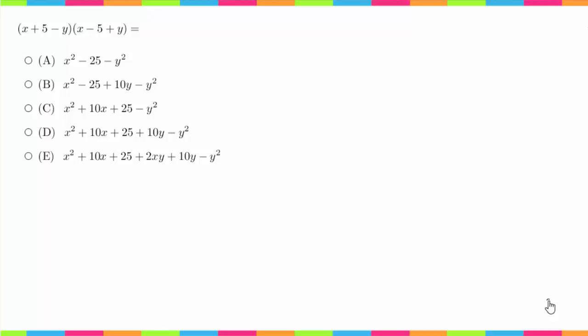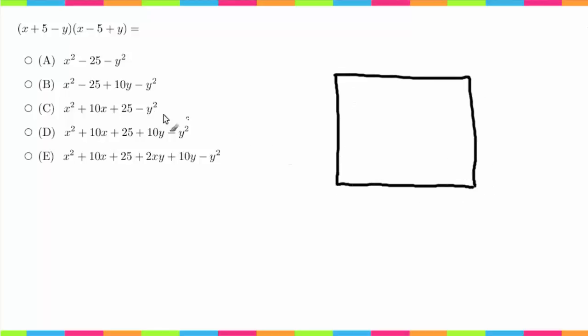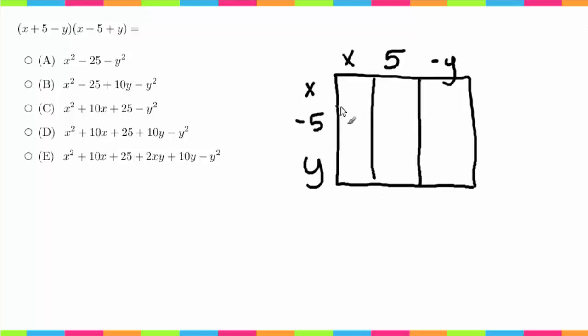So the way I like to do this is I basically set up a box, something like this, and I put each term of the first polynomial up here. So I have an x term, I have a 5 term, and I have a minus y term. And then I put the terms of the second polynomial along this side here. So again, I have an x term, I have a negative 5 term, and I have a y term. So now I break it up like so.